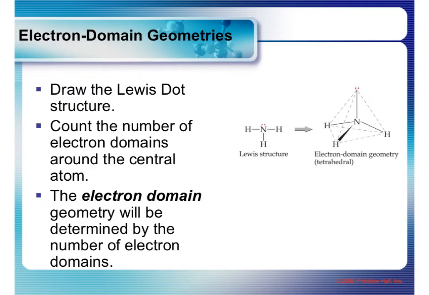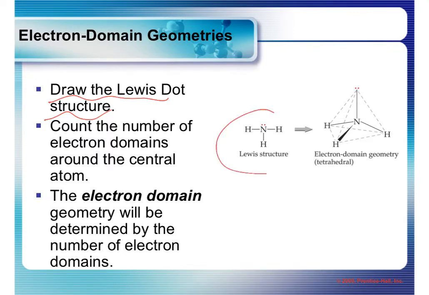All right, so let's get down to the procedure you need to go through in order to predict a shape. The first thing you need to do is draw a Lewis dot structure. Don't take any shortcuts with that. Just make yourself be somewhat disciplined and go through the steps necessary to get an accurate Lewis dot structure.